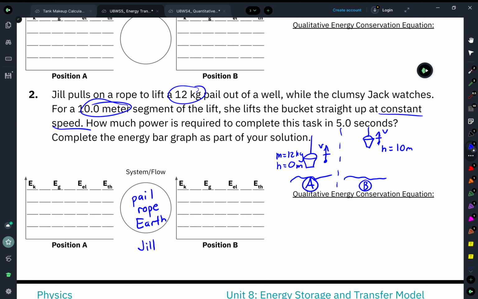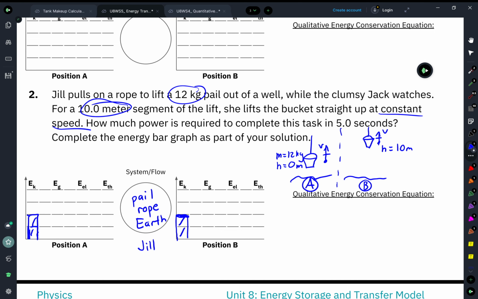Now that we've set up our system, I'm just going to be focusing on the pail, the rope, and the Earth. At position A, it is moving, so I should probably have some bars of energy represented in the kinetic energy account. I'm going to go with my old standby of 2. 2 is a great number to start off with. Oh, but one thing I know is this is a constant speed. So position B should have the same amount of energy stored in its kinetic account. I'm going to put 2 bars there as well, 2 whole bars.